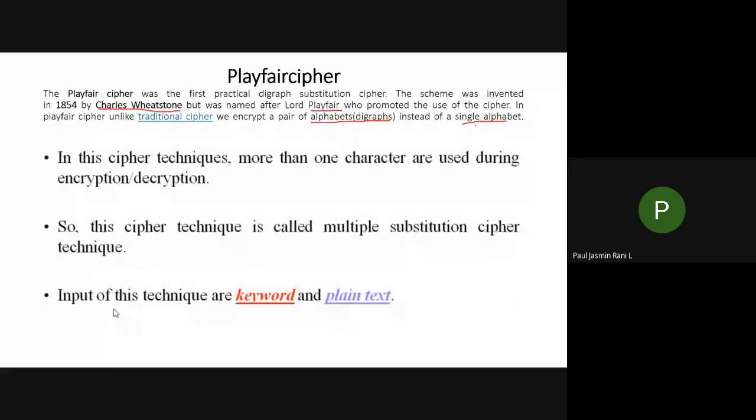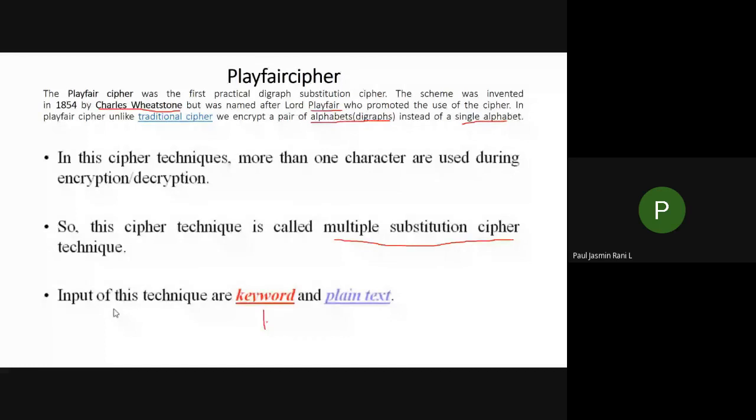So in this encryption or decryption technique, instead of using one character, we use two characters at a time. This technique can also be called a multiple substitution cipher technique. In this one, two things are very important: one is the keyword, the other one is the plain text.